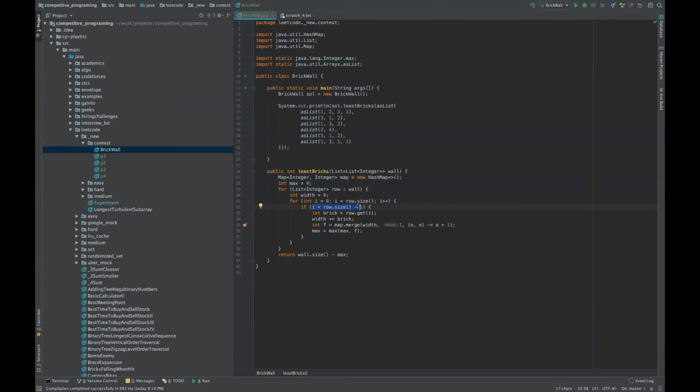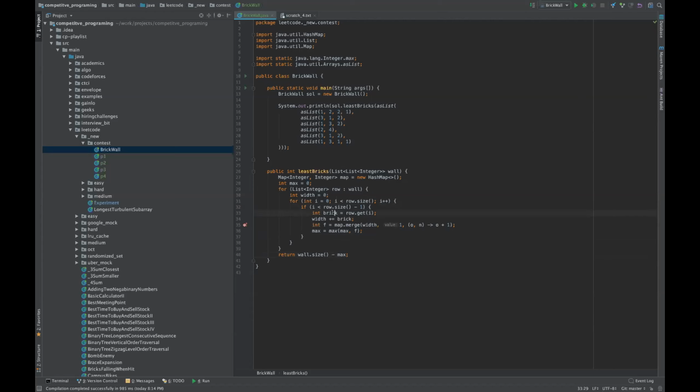Is that clear to everyone? Yeah, because we cannot draw a line at the end, so we don't have to take that into account. You can just put row dot size minus 1 in the for loop, and that will be done. It avoids the if statement. Actually, that's a bad approach. Yeah, I'll fix that.